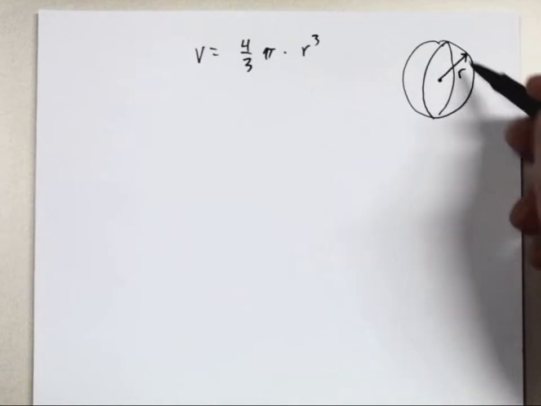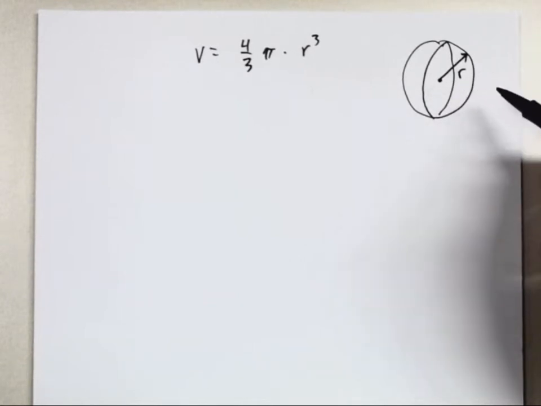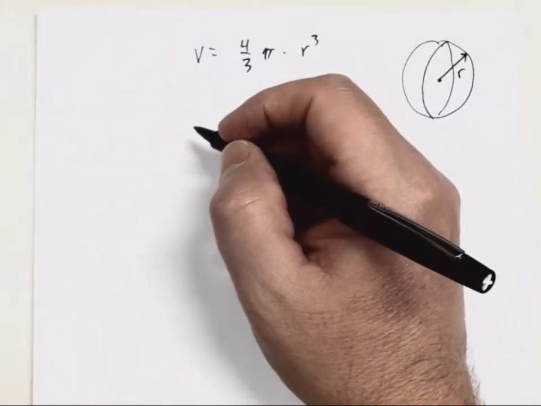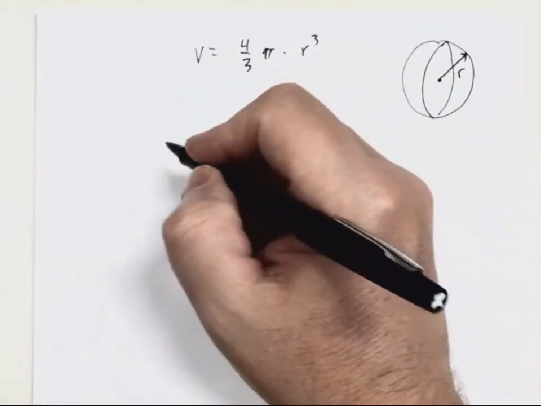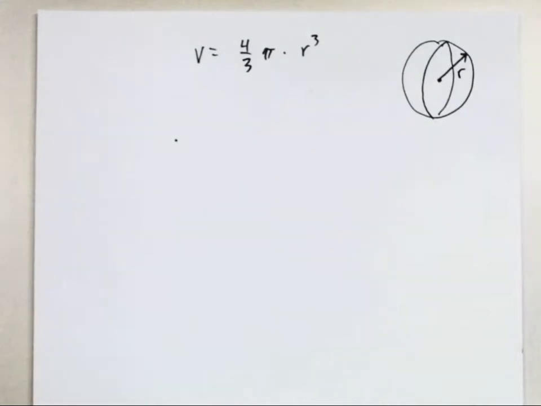Now, I guess this cantaloupe maybe is still in the garden, so it's still growing. I shouldn't have said it's at the store. It's actually still in the garden, still growing on the vine. Matter of fact, the radius is growing at a rate of 0.7 centimeters per week at a time when the radius is 7.5 centimeters. How fast is the volume changing?